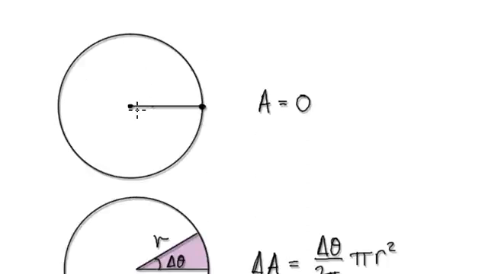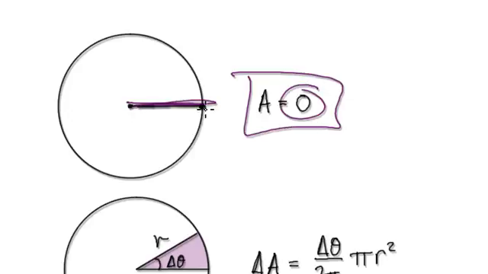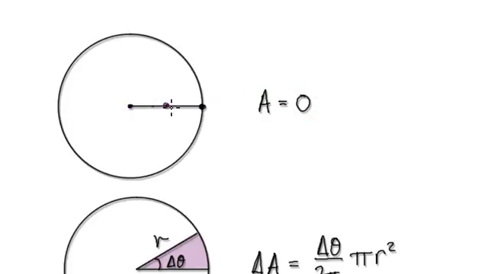Following on from the previous video, we got to this stage here where if the angle is 0, then the area of the segment will be 0. But now suppose you increase the angle slightly. Give it a small angle, delta theta.